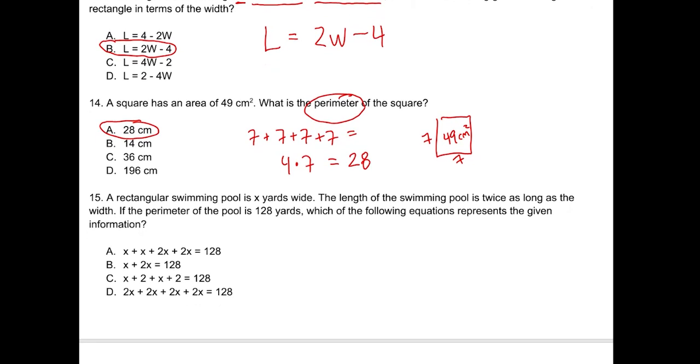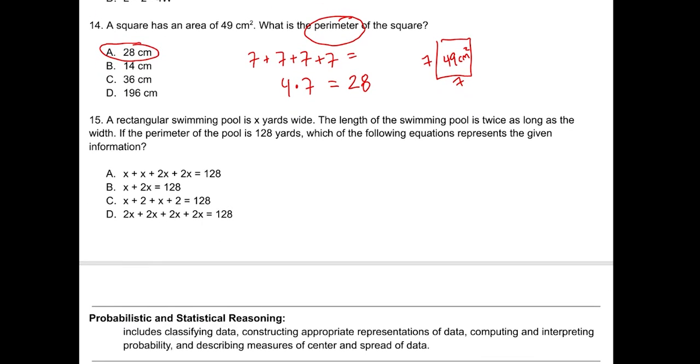Number 15. A rectangular swimming pool is x yards wide. I'm going to go ahead and actually sketch this out. X yards wide. The length of the swimming pool is twice as long as the width, so that'd be 2x. If the perimeter of the pool, so that's all the sides added together, is 128, which of the following equations represents the information? So we've got 2 side lengths that are x, 2 side lengths that are 2x, and if we add up all 4 sides, we get 128. So that's really what we're looking for in the equation. We've got x plus 2x plus x plus 2x equals 128. All that checks out, and our answer is A.